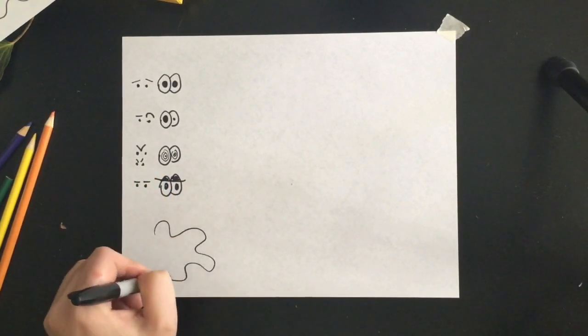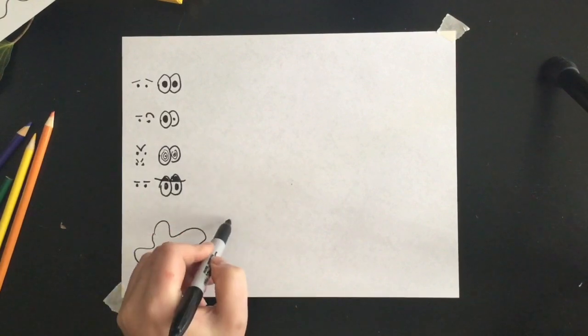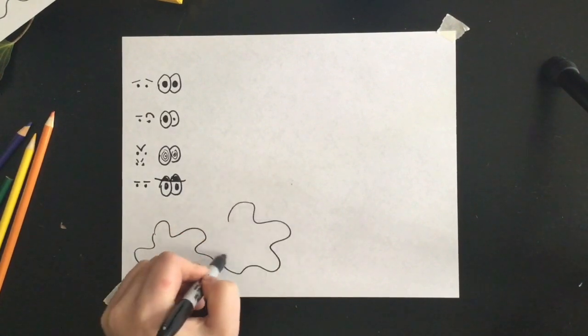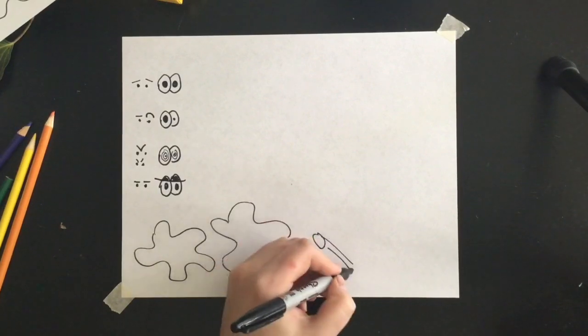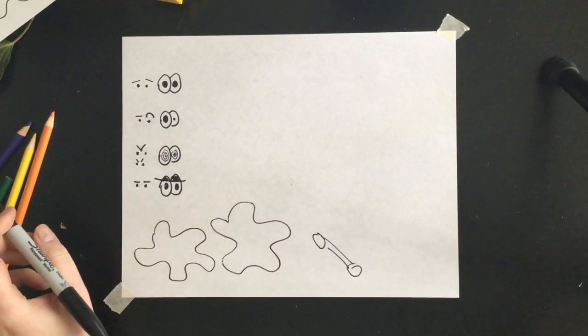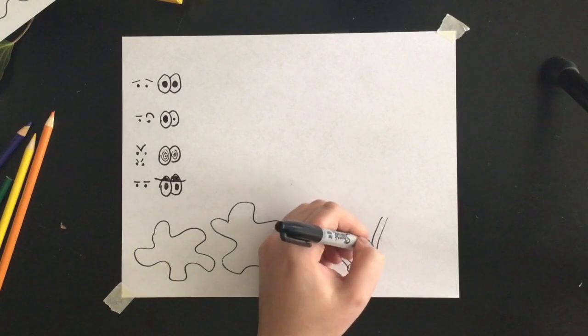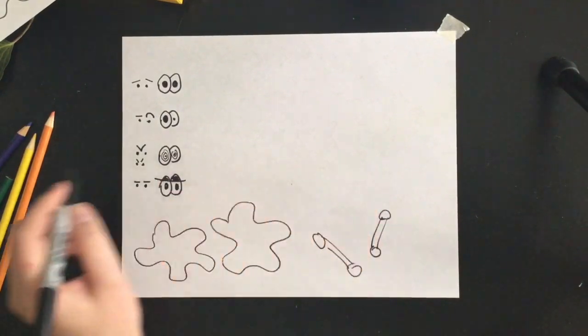So we're going to start with some basic organic shapes. Organic shapes mean they're kind of blob-like and there's really no specific shape. And I'm also going to do some weird lines with some circles, because I know that some germs have appendages that come shooting out of them.